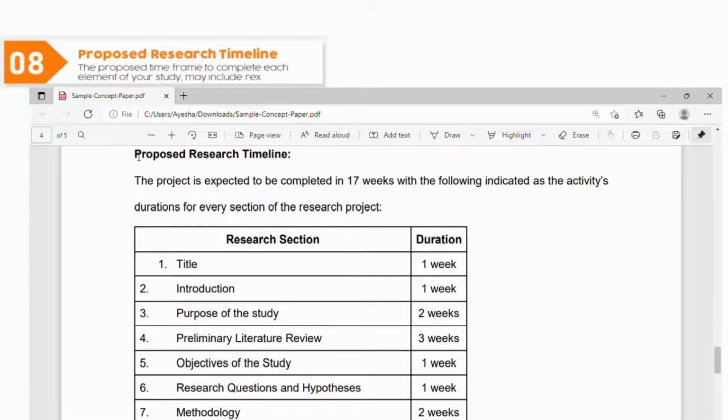8. Proposed research timeline. Depending on the nature of your research project, the length of the entire process can vary significantly. What's important is that you are able to provide a reasonable and achievable timeline for your project.